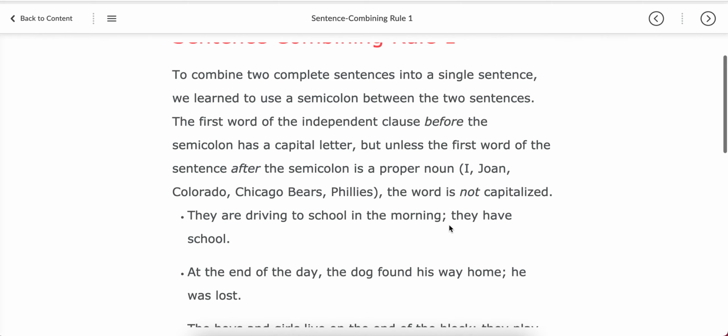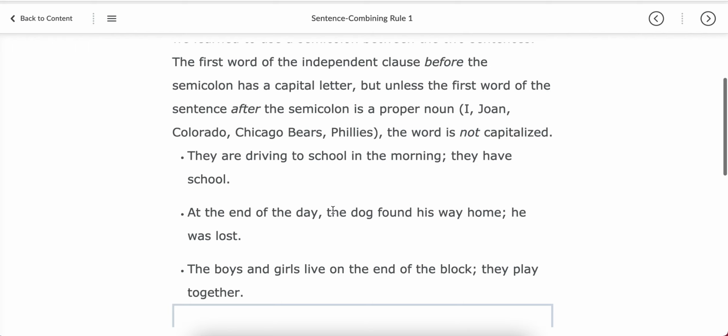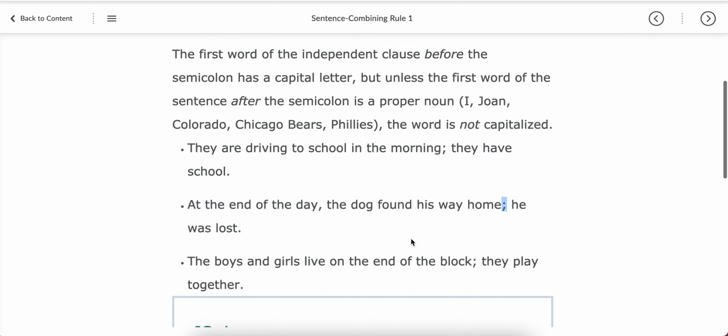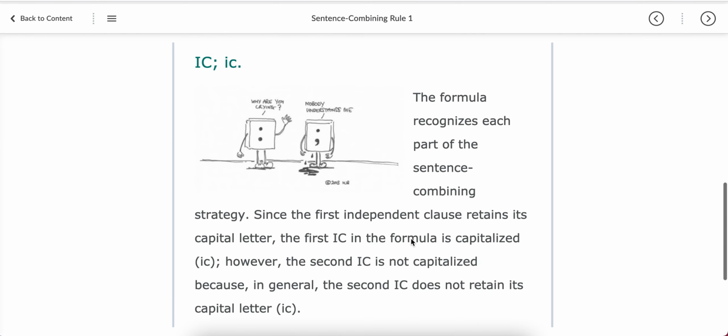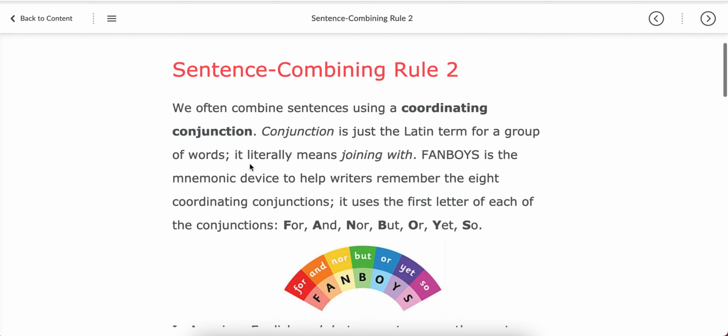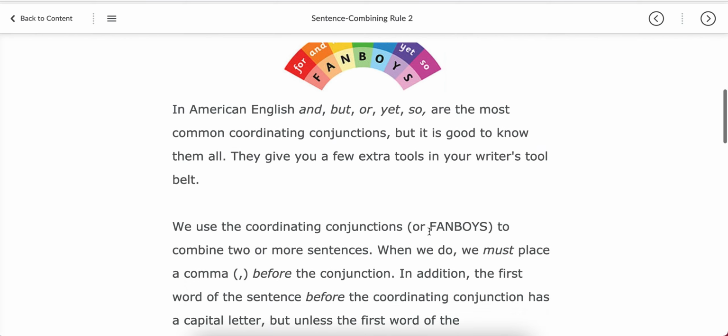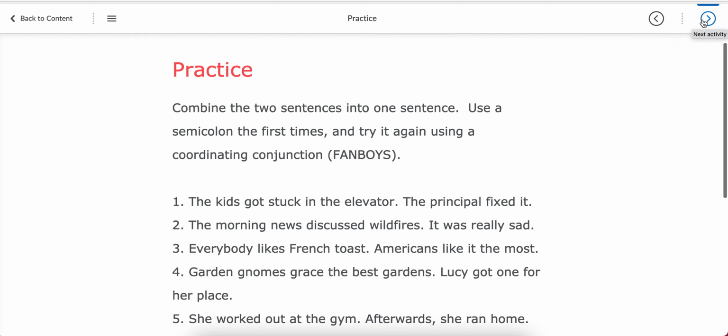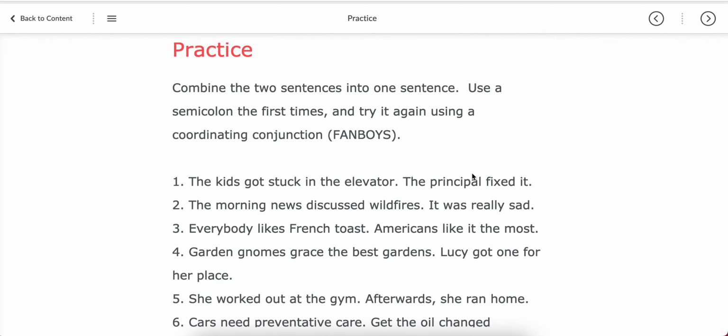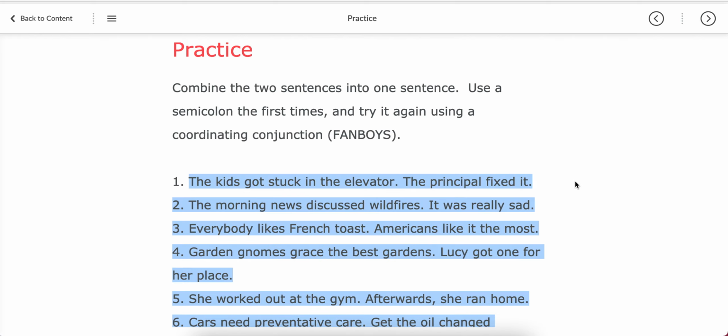You can use a semicolon, as mentioned before. You can start with a subordinating clause or an introductory phrase, and then use a semicolon again. Or you can basically use a subordinate conjunction or a coordinating conjunction. So the lesson does go pretty much in depth with that, but I'm going to go through a couple of these with you. So let's say this first sentence right here, okay?